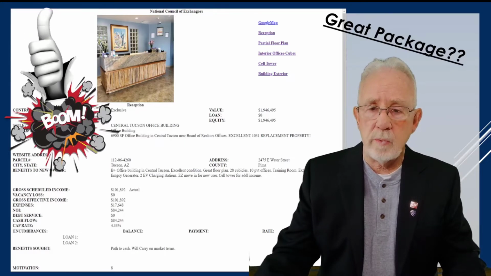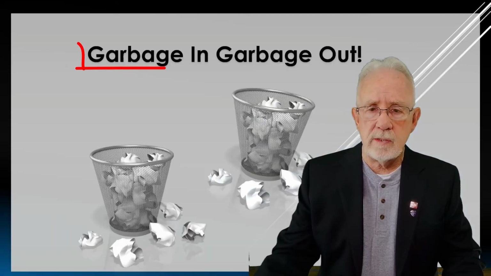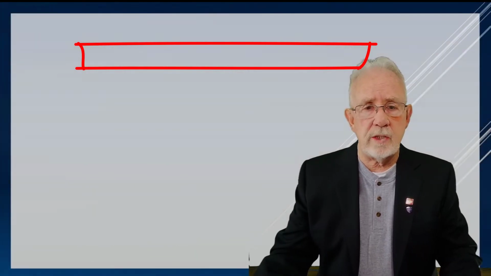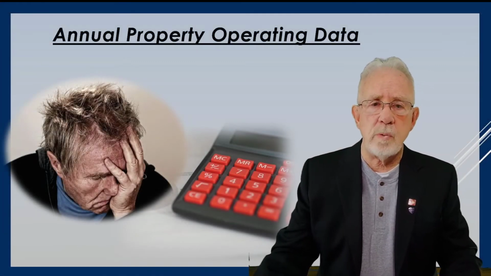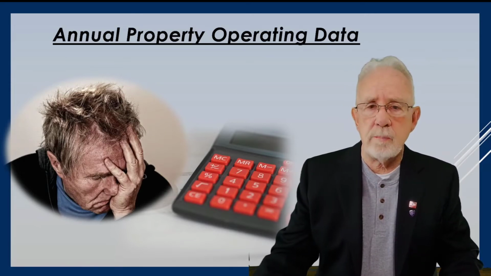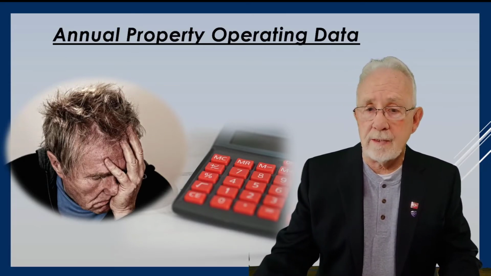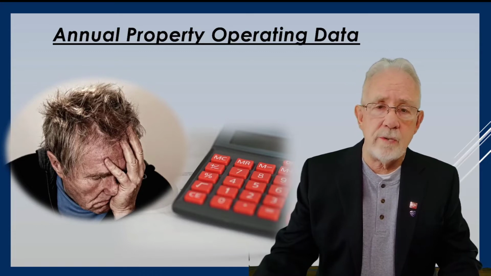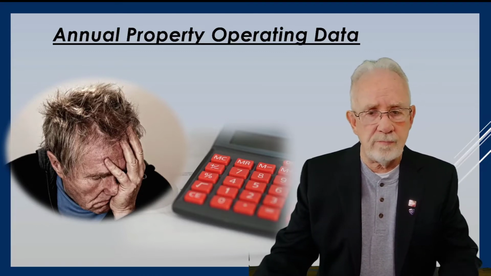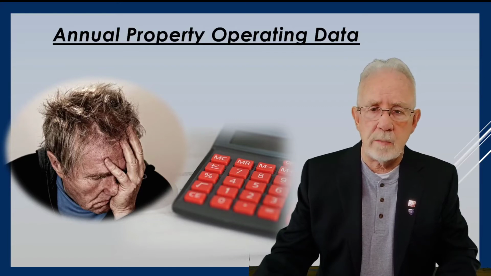This is what we look for at the meetings because we're able to measure the quality of this investment. Garbage in, garbage out, and we're going to talk about that in just a little bit. So the annual property operating data sheet is probably one of the most important forms in your toolbox. And it is a tool, and you need to use that tool in the correct way. Don't just fill it out because you have to fill out the blank. It actually has a purpose.